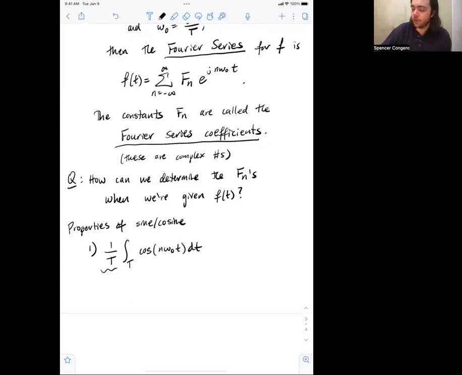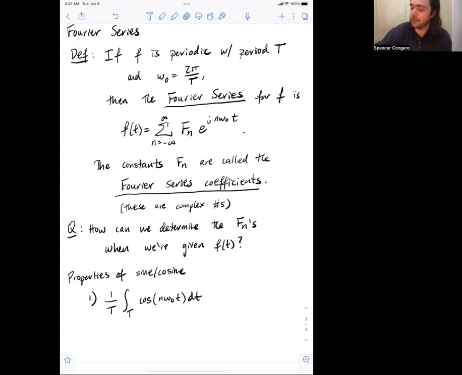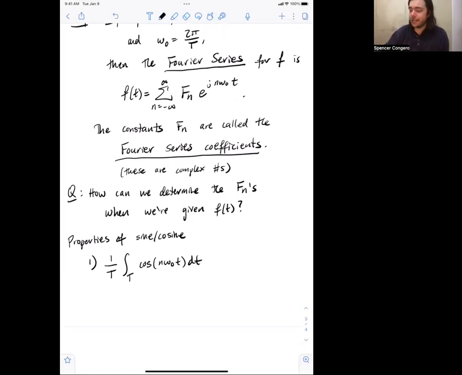Okay, so I'm doing 1 over the period, 1 over this period of f of t. Now, what does this symbol mean? An integral with a T and the subscript. Okay, I didn't forget some superscript. This means here we can integrate over any interval that has length the period. So I'll just write this as the interval from some constant a to T plus a.